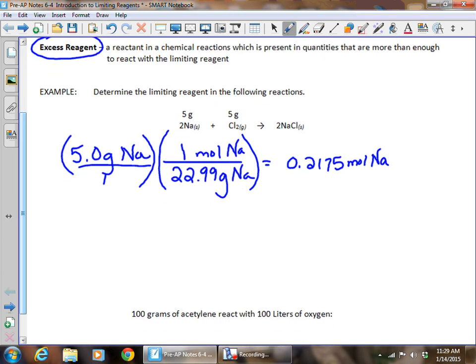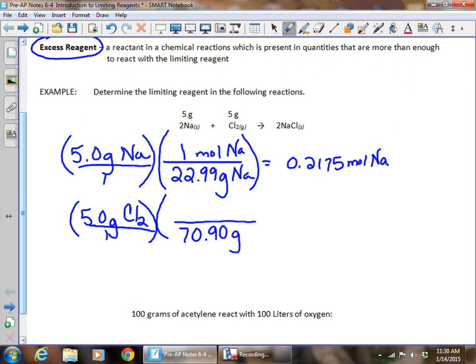With chlorine, we've got 5 grams of chlorine as well. So we need to figure out how many moles of this we have. So chlorine is 35.45, but since it's Cl2, we need 70.90. Add those together. Grams of chlorine per mole of chlorine. And when we divide this, we get 0.0705 moles of chlorine.